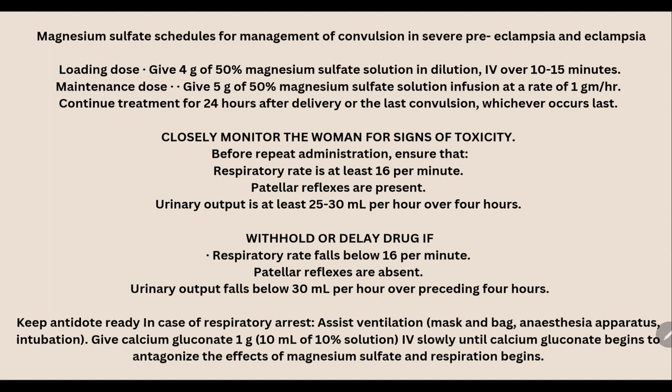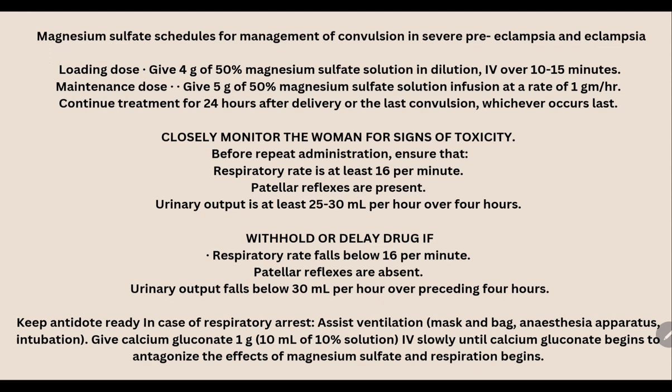Patellar reflexes are present. Urine output is at least 25 to 30 ml per hour for 4 hours. Withhold or delay drug if respiratory rate falls below 16 per minute, patellar reflexes are absent, or urinary output falls below 30 ml per hour in the preceding 4 hours. Keep antidote ready in case of respiratory arrest. You know the antidote of magnesium sulfate is calcium gluconate, that is 10 ml of 10% over 10 minutes, slowly. Calcium gluconate begins to antagonize the effect of the magnesium sulfate and respiration begins.